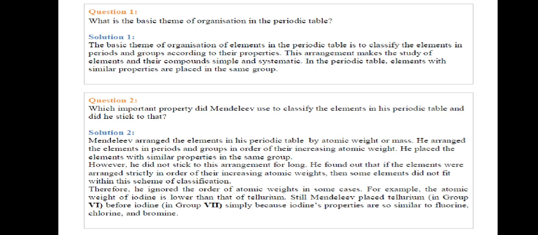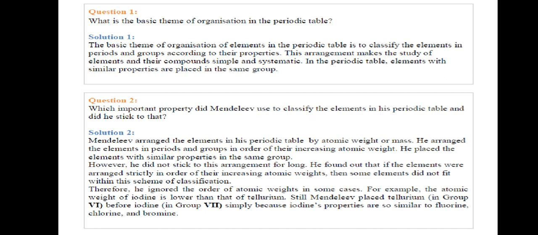First question is, what is the basic theme of the organization in the periodic table? Periodic table पे जो organization हुआ है elements का, उसका basic theme क्या है? The basic theme of organization of the elements in the periodic table is to classify the elements in the periods and groups according to their properties. This arrangement makes the study of elements and their compounds simple and systematic. In the periodic table, elements with similar properties are placed in the same group.